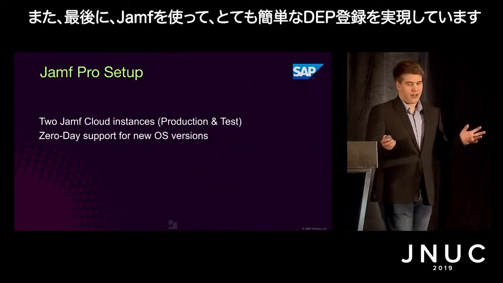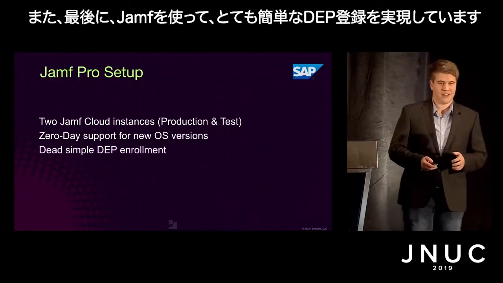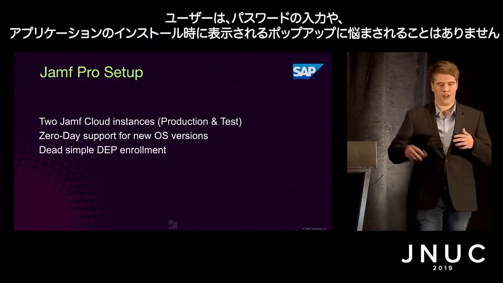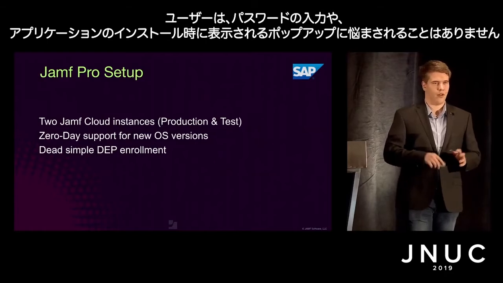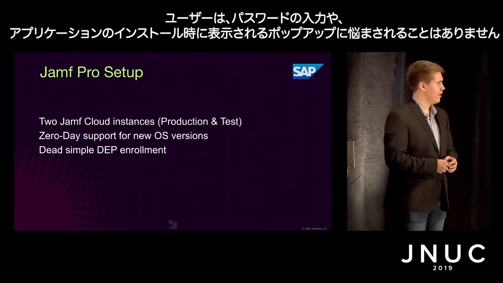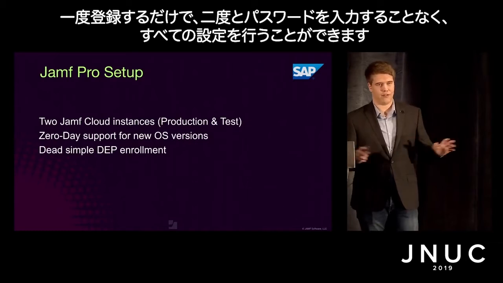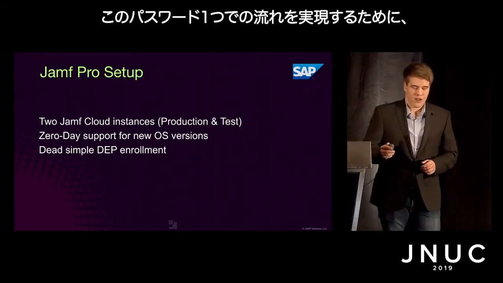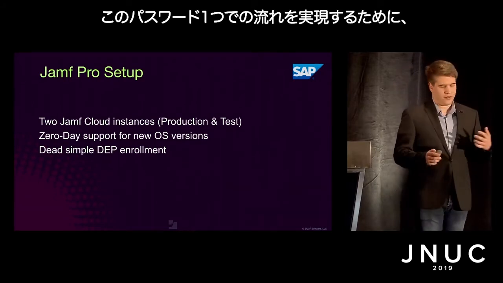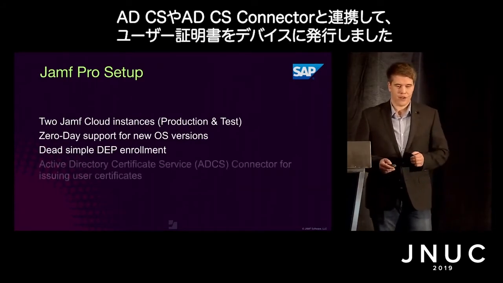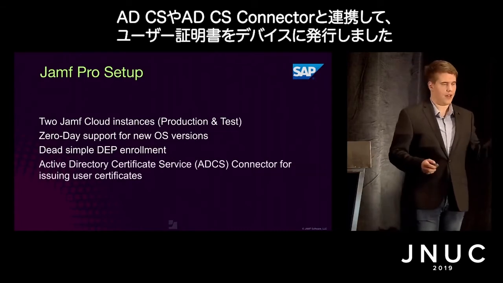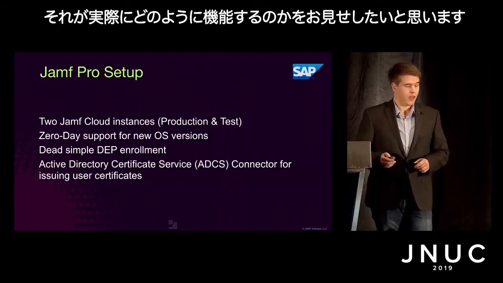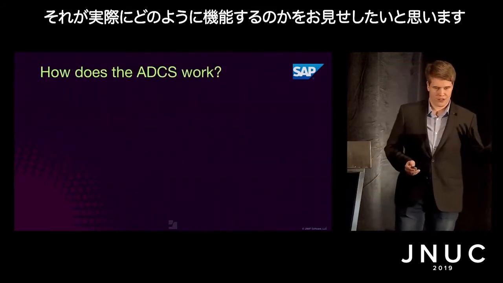And also, finally, with Jamf, we have a dead simple DEP enrollment. So our users are no longer bugged with lots of entering passwords and everything, and all the pop-ups they get when installing applications. They can just enroll once and have everything set up without entering the password ever again. And in order to make that happen, this one password only, we also work with the ADCS and the ADCS connector to issuing user certificates to the device. And I want to show you how that actually works.